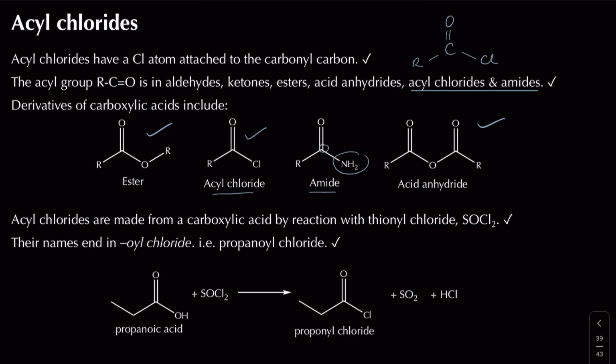Now, acyl chlorides, how do we make them? Well, what we do is we take any carboxylic acid that we want. In this case, I've got propanoic acid, and we can react it with a reagent called thionyl chloride, SOCl2, otherwise known as SOCl2. And what we can end up with is our acyl chloride. Look at the naming convention. Propanoic becomes propanoyl, and then we end it in chloride. We form two byproducts. One of them is sulfur dioxide, and one of them is HCl as well.